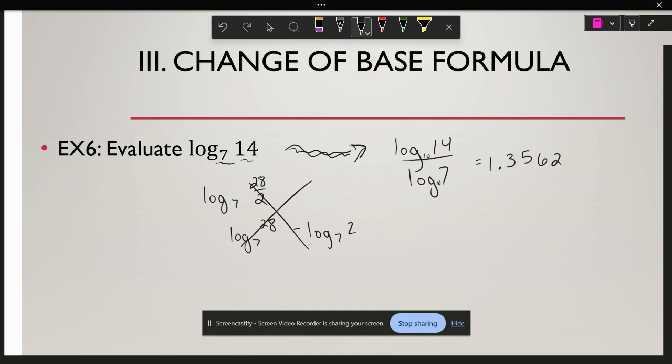Something like this would be a calculator section. And again, this is one of those things where if you're struggling like I was at the very beginning and you're like, well, 14, maybe I can make that 28 over 2 and then split it, and it still isn't quite happening for you, that's where you can automatically use that change of base formula.